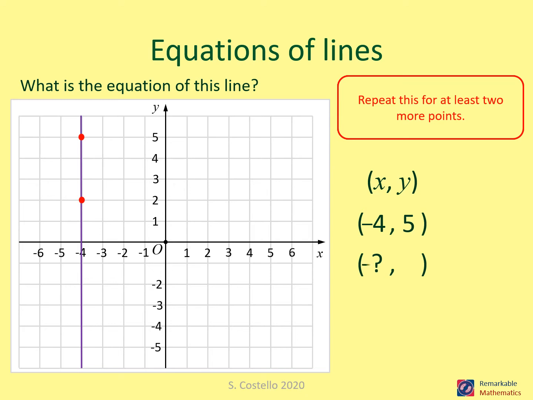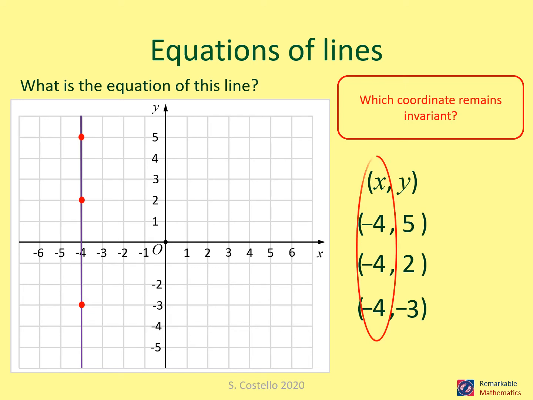The x component is -4 again, and the y component is 2. The x component is -4, and the y component is -3. Which coordinate remains invariant? The invariant coordinate is the equation of the line. This is the line x equals -4. And remember, always label your lines.